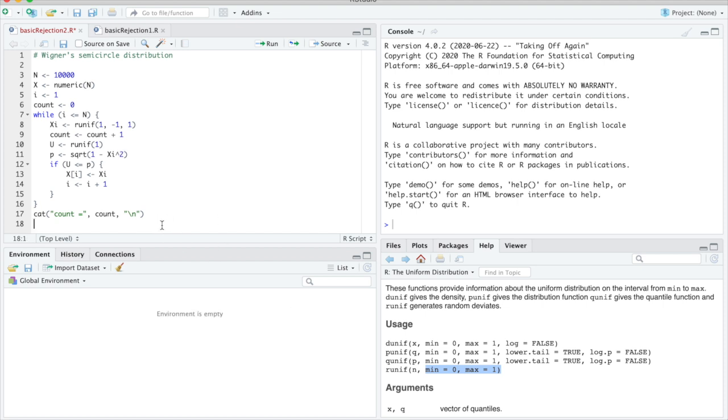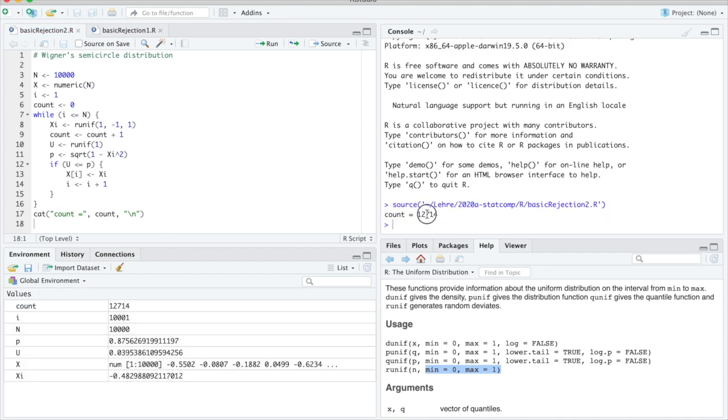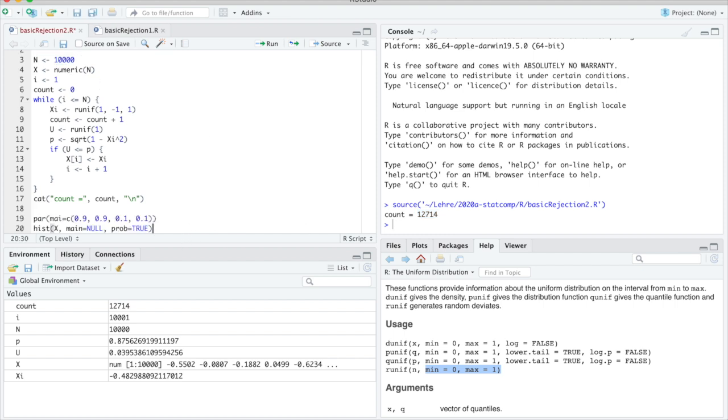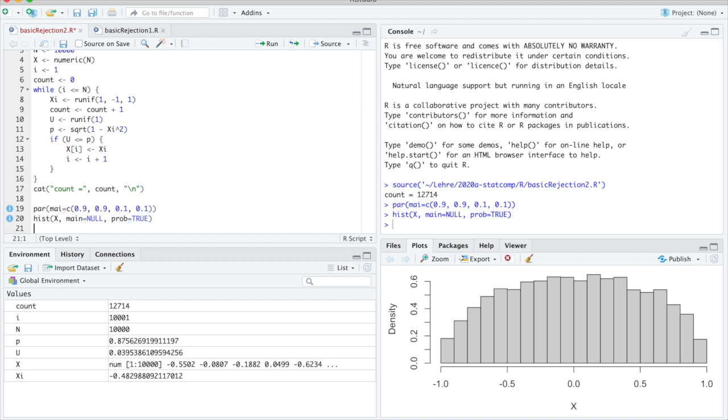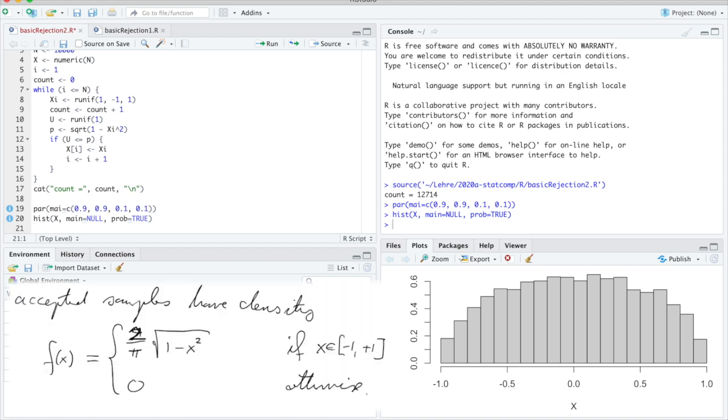And I believe if we run this code, we should already get the semicircle distribution. Let us try that. So here it said it took 12,000 proposals to generate 10,000 samples, and let's generate a histogram that looks vaguely like a semicircle. And our claim is that this is a sample from the density f.